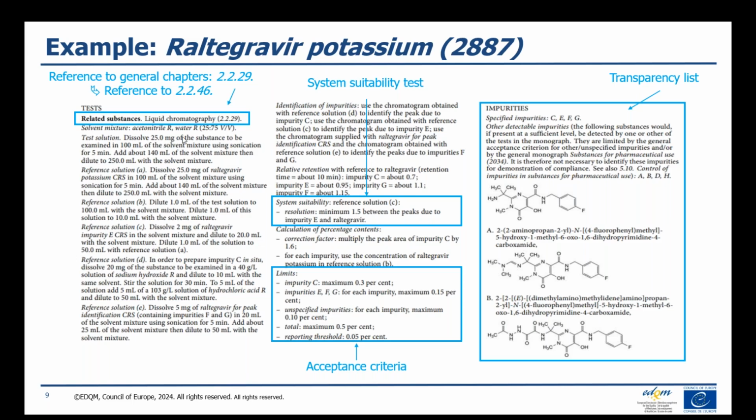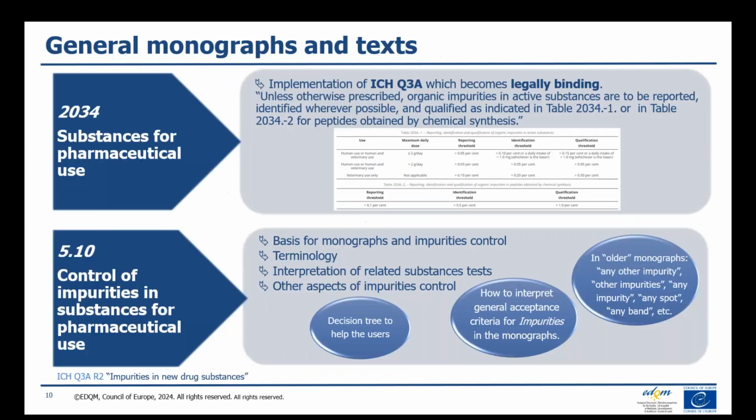So to control organic impurities, we rely on ICH Q3A. In fact, in the general monograph on substances for pharmaceutical use, you can see this statement: unless otherwise prescribed, organic impurities in active substances are to be reported, identified whenever possible, and qualified as indicated in the table which is on the slide. And in fact, this table comes from ICH Q3A. So we follow ICH Q3A for the control of the impurities.